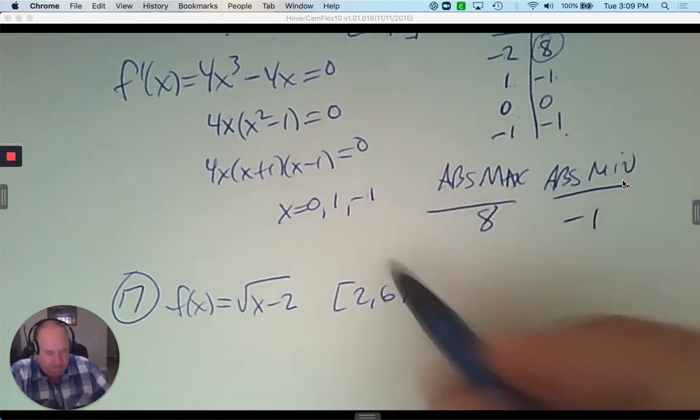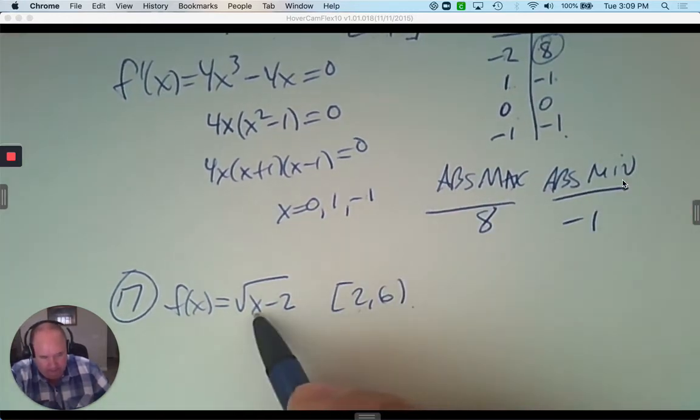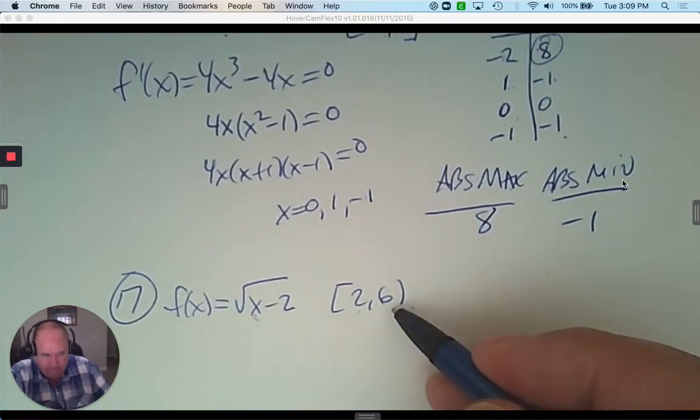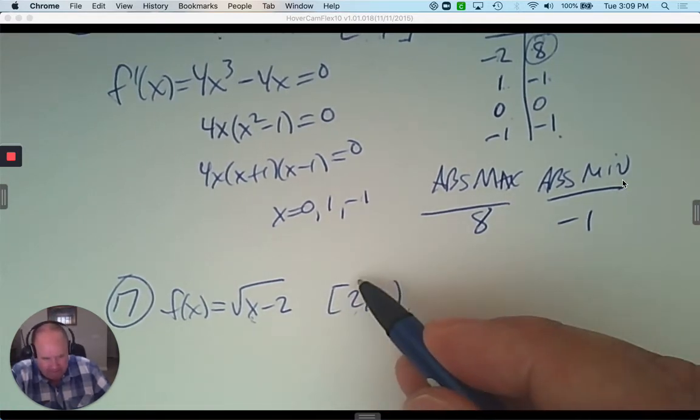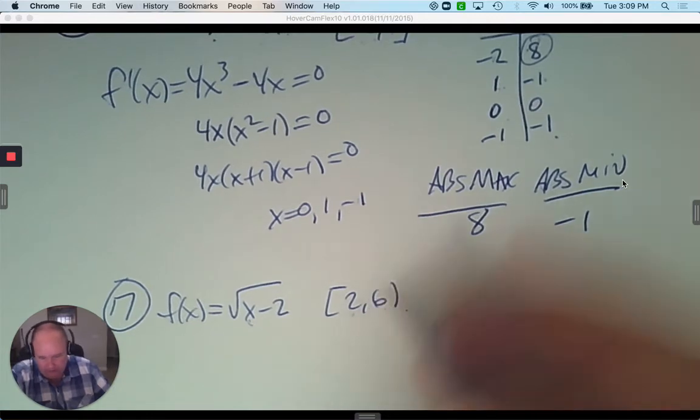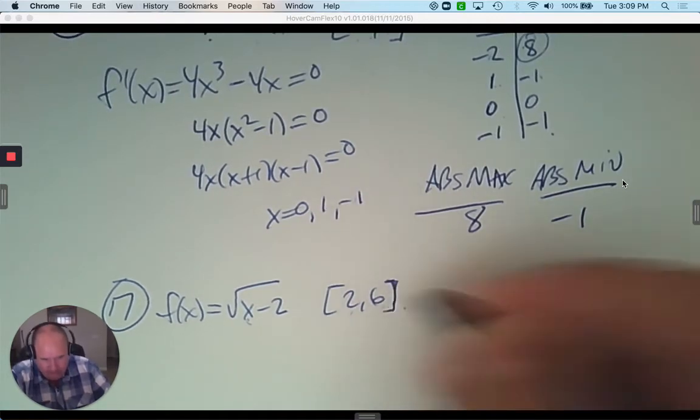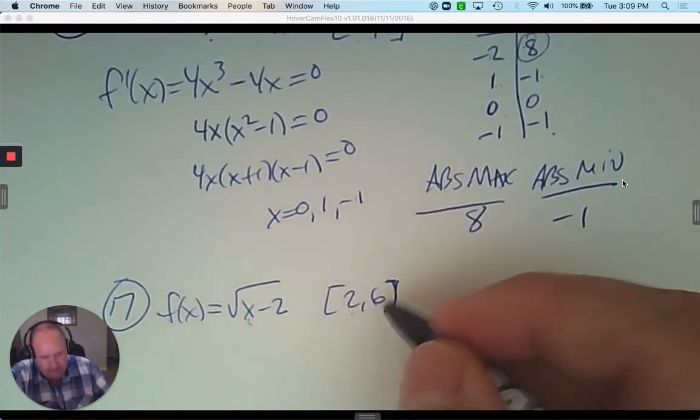So is it continuous from 2 to 6? If I plug in 2, it's okay. 0 is okay. Plug in 6, it's continuous, and it's differentiable there. So we're okay in terms of that. It passes the two conditions. I need to do the slope.